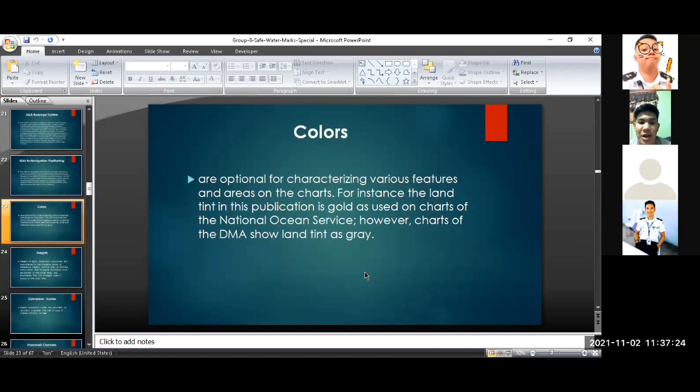Colors are optional for characterizing various features and areas on charts. For instance, the land tint, in publications, is gold, used on charts of the National Ocean Service. However, on charts of the DMA, land tint is shown as gray. Next slide, please.